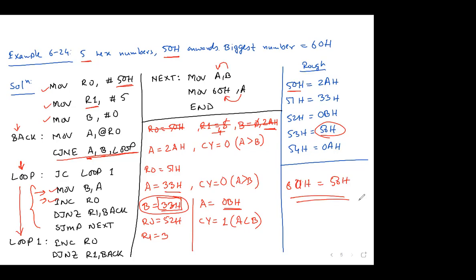Is the example understood? Yes, sir. What will happen in the case of signed numbers? Can we use the same code? I don't think so. When you go for signed numbers, the working logic of the code or the microcontroller will be exactly the same. It will depend on the programmer now, how he interprets the result.